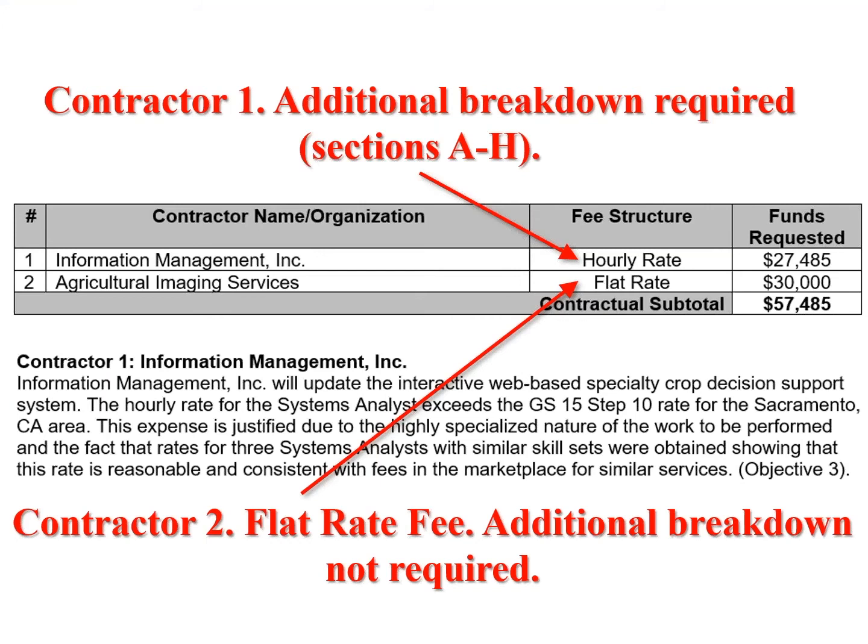In the example, contractor 1 will use a salary and wage fee structure, so a breakdown of costs for categories A through H is required. Contractor 2 will be using a flat rate fee structure, so a breakdown of costs for categories A through H is not required because all of these costs are included in the flat rate.